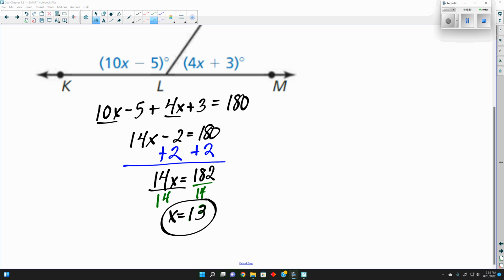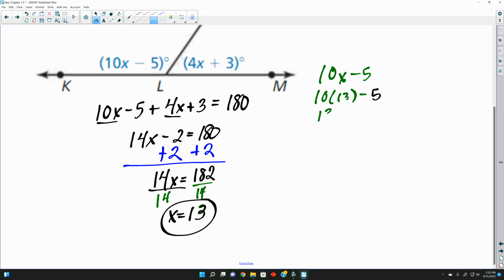Now what do we need to do? We need to plug it back in, yes? So we can take the 10x minus 5. So this here would be 10 times 13 minus 5, yes? Hopefully y'all can do 10 times 13 without a calculator. Because what is 10 times 13? You add a 0. 130. And 130 minus 5 is?